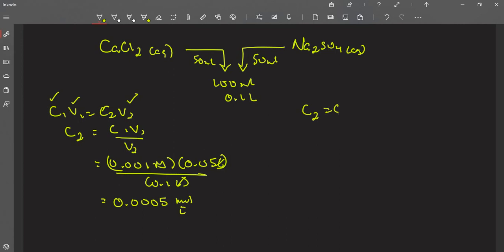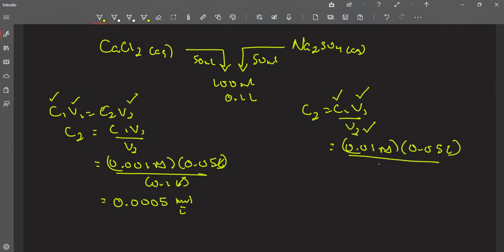Okay, C2 is equal to C1V1 over V2. We know the initial concentration of sodium sulfate that's given to us. We know the initial volume, that's 50 mL. We now also know the new volume, so we can plug all of these things in. And we get 0.01 times 50 over the new volume. Again, liters cancels out. And we get 0.005 moles per liter, which is just big M, molarity.